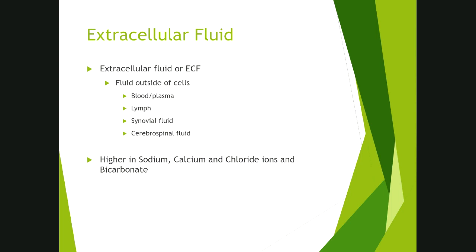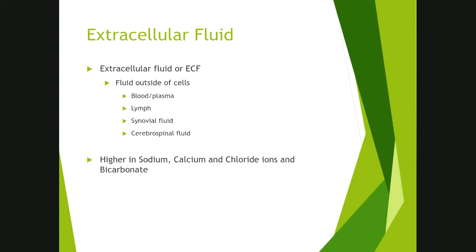Now, don't forget, another type of fluid that's outside of cells is lymph. Another one is found in our joints, synovial fluid. Another one's found in our central nervous system, cerebrospinal fluid. We still have some others. We could talk about the fluid in the eyeball, the humors in the eye, vitreous and aqueous humor. We could talk about some of the fluids in the inner ear that I didn't really mention in my 210 class, but the endolymph and perilymph.